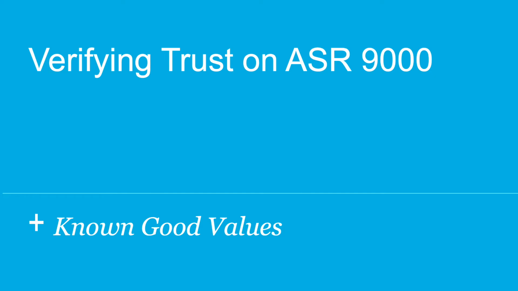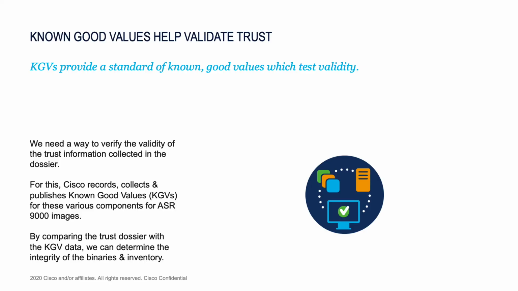Now, once we've collected this trust information in the trust dossier, we need a way to verify the validity of this information. For this, Cisco records and publishes something known as known good values, or KGVs, for all these various components on the ASR 9000 images that we just collected in the trust dossier. By comparing the trust dossier with the KGV data, we can determine that the integrity of the binaries and the inventory of the ASR 9000 has not been tampered with.